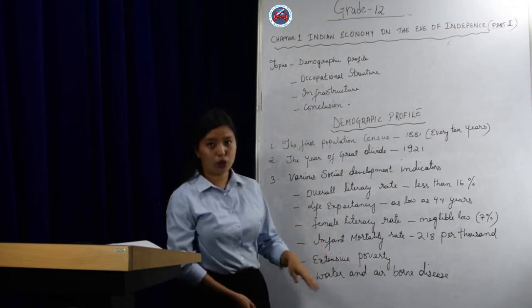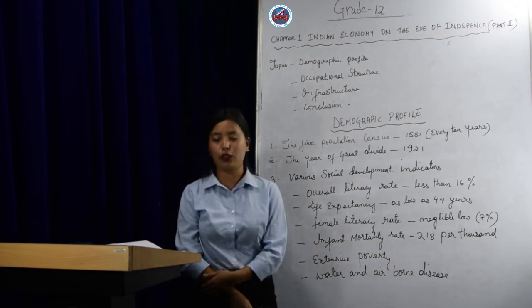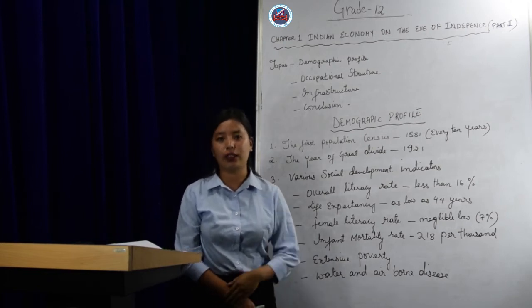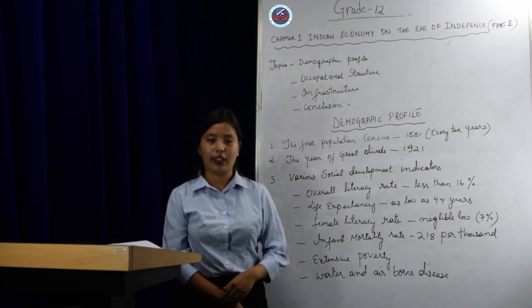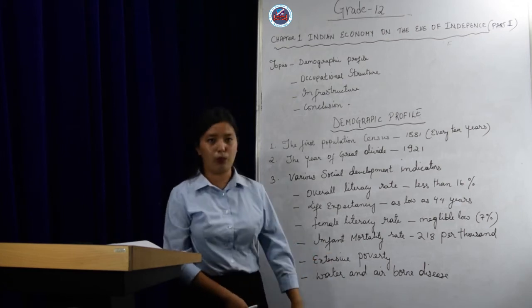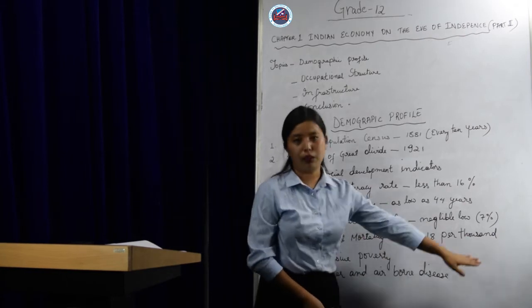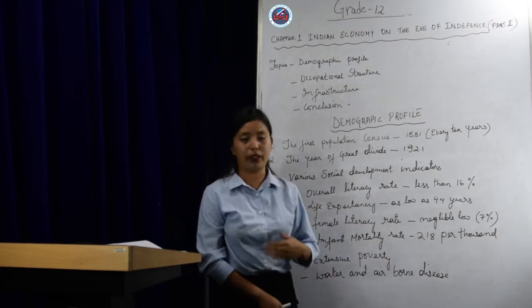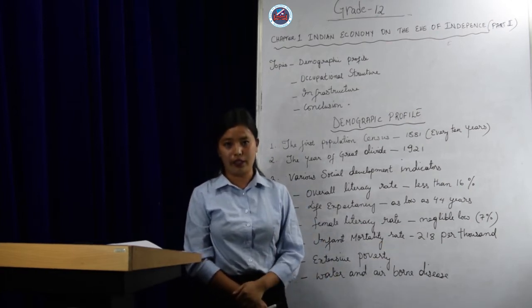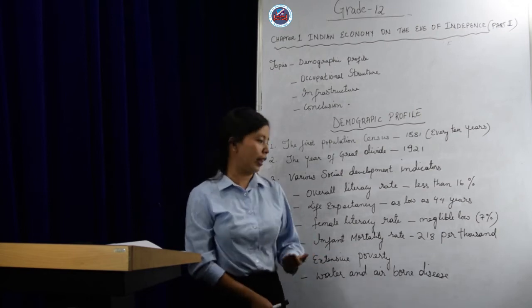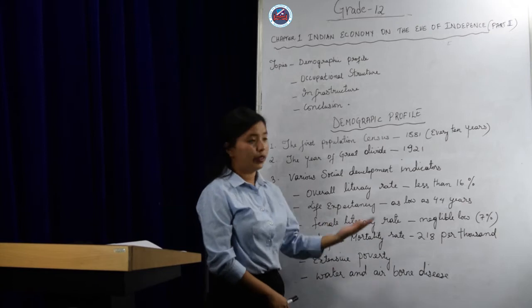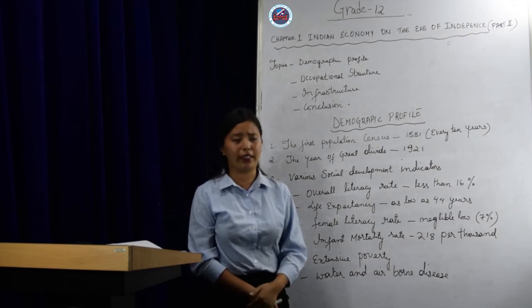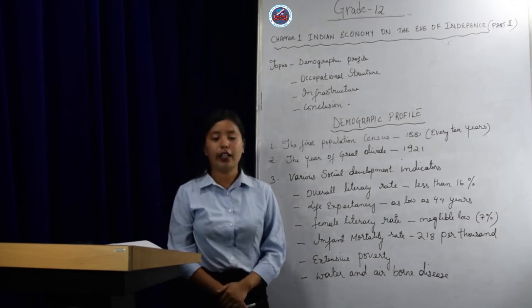The fourth one under the social development indicator is infant mortality rate. When I talk about infant mortality rate, it means those infants who die before the age of 1 year. Infant mortality rate was 218 per thousand. That means out of 1,000 infants, around 200 were dying before the age of 1 year. However, at present, our infant mortality rate is 44 per thousand, which means out of 1,000, only 44 infants are dying. So this was the condition of our infant mortality rate.